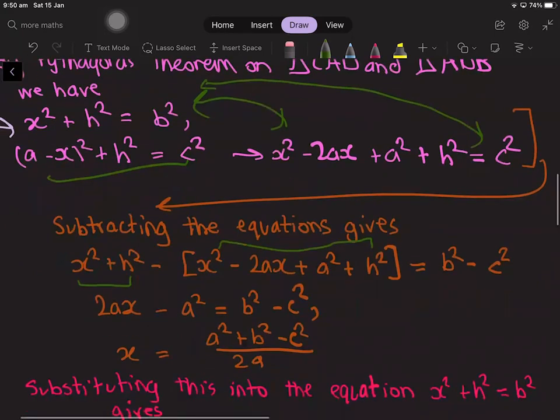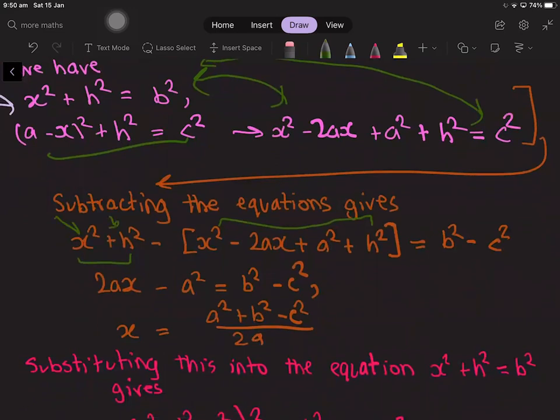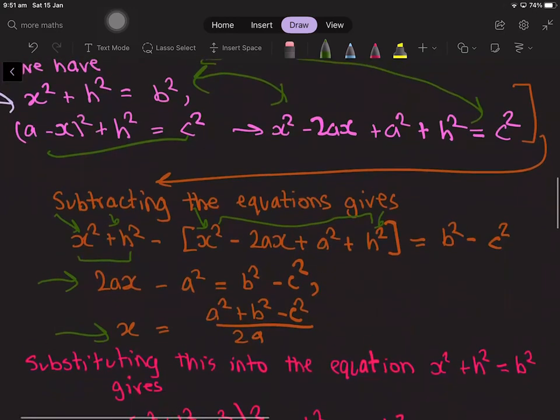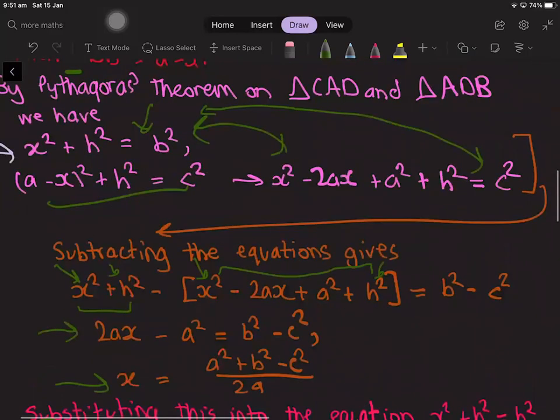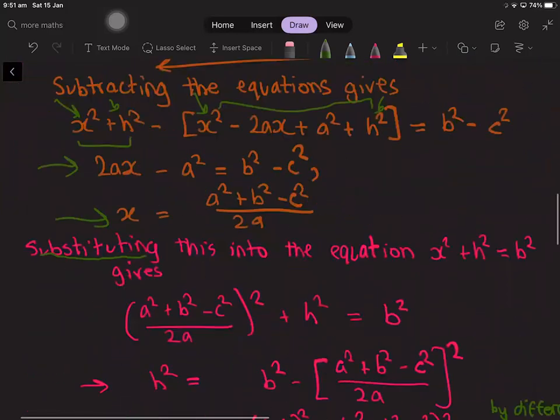And now we see that the h squareds cancel out and the x squareds cancel out as well. So we just end up with 2ax minus a squared equal to b squared minus c squared. And dividing by 2a gives a formula for x in terms of the side lengths. So we have x is equal to (a squared plus b squared minus c squared) divided by 2a. So now we can substitute this value for x back into this original equation up here. This will allow us to find a formula for h in terms of the side lengths.